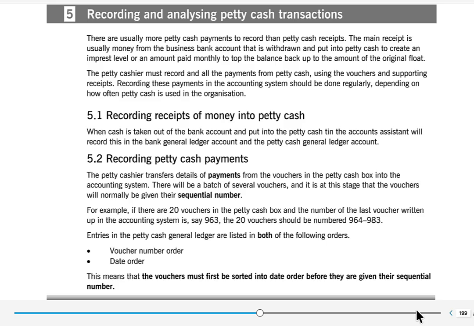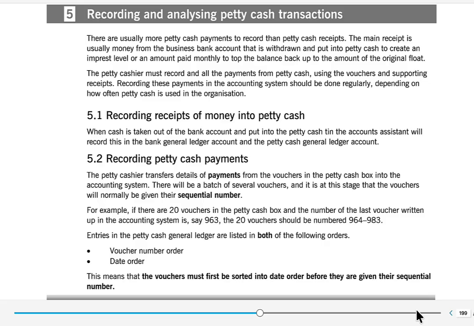Students, now we are starting Lesson 5. Lesson 5 is called Recording and Analyzing Petty Cash Transactions. In this lesson, the book is teaching you something very important. It is teaching you that petty cash is not just a box of notes and coins. Petty cash is also a set of accounting records. So every time money goes into petty cash or money comes out of petty cash, we must record it properly. If we do not record it, then the business will lose control, and petty cash can become messy very quickly. So Lesson 5 is about control, organization, and correct recording.